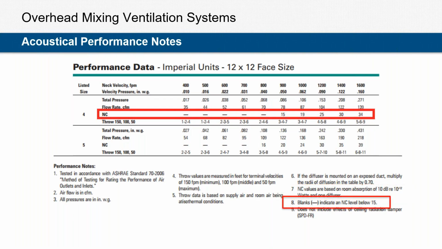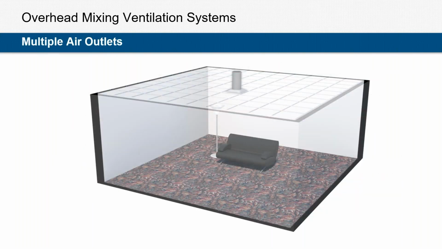The other thing that I want to point out is the blank spaces. When you see a dash, that actually indicates that NC levels are below 15. And when that occurs, that means that basically background noise is too high for this to be accurate. And the reality is, if you're designing a space for NC 15, we probably should have a more detailed analysis and look at sound power values and the actual space. And that's why that limit is in place there.